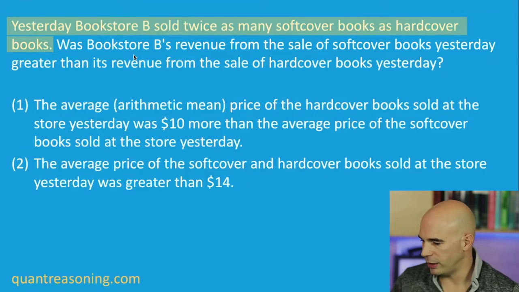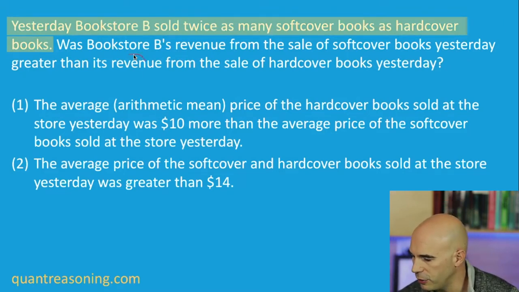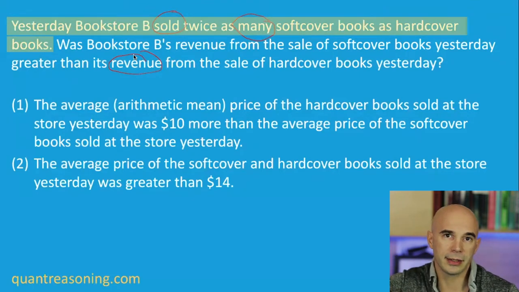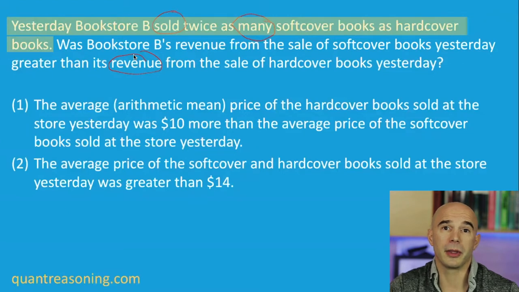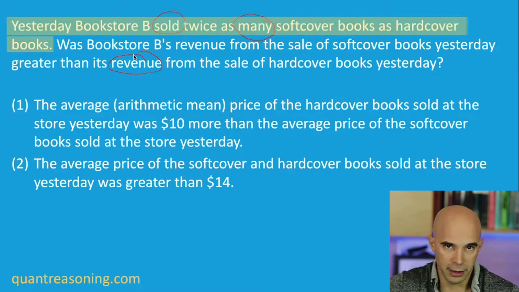And the insight that JD had there was that the connection between revenue and number of things sold is that revenue is the product of quantity times price. So the free info is about quantity, but the question is about revenue, and the missing link there is price. So JD rephrased the question to, instead of being about revenue, being about the price. In this case, it would be the average price of softcover books compared to the average price of hardcover books. So that's what the question is really asking.